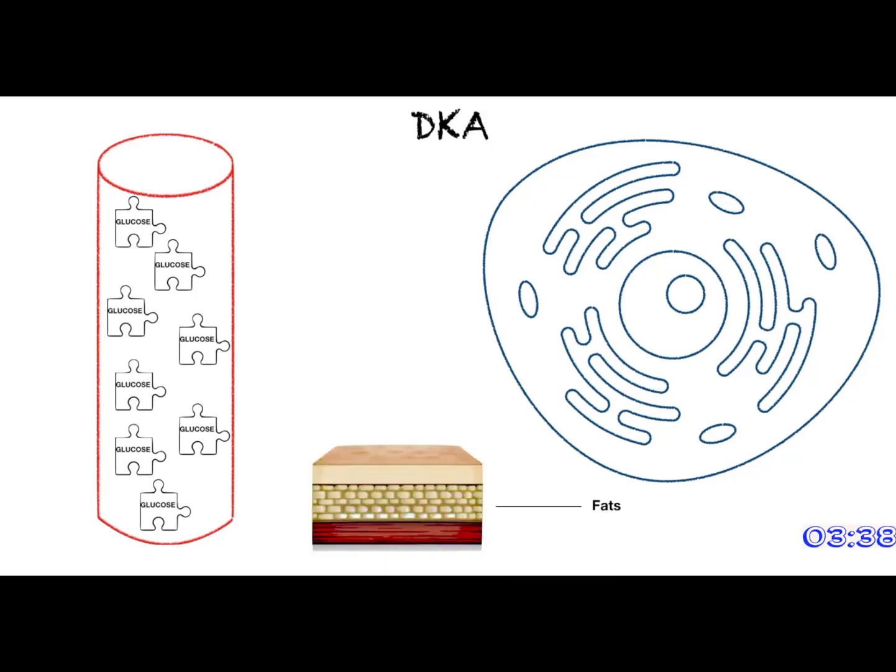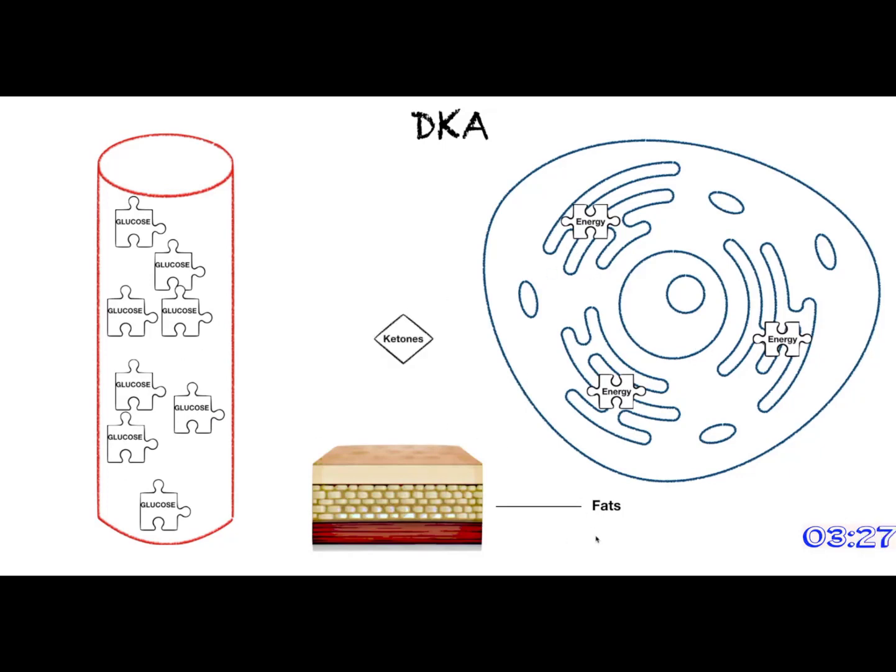So what it will do is break down fats and convert them into energy. Now these energies are used by the cells. But in the process of breaking down fats and converting them into energy, the body produces ketones. And these ketones get stuck in our bloodstream. Now, this is what's causing our ketosis.